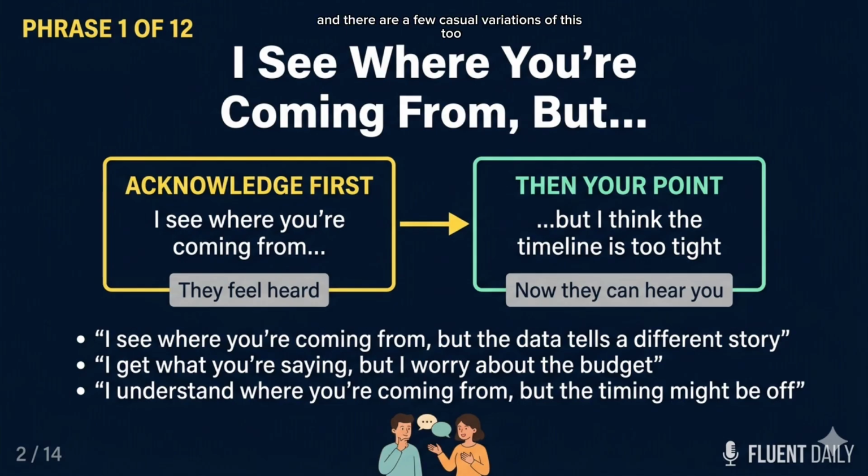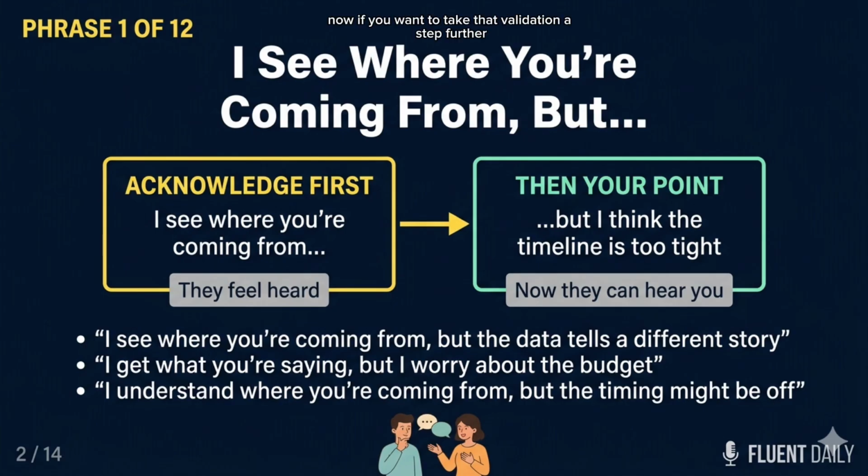And there are a few casual variations of this, too, from the source material, right? Like saying, I understand where you're coming from, or I get what you're saying, but... Those work beautifully. The exact words can shift a little, but the structure itself is non-negotiable. What do you mean? You must acknowledge first, then make your point. If you reverse it, if you make your point and then try to validate them afterward, it just does not work. The acknowledgement is what paves the road for the disagreement to land softly.